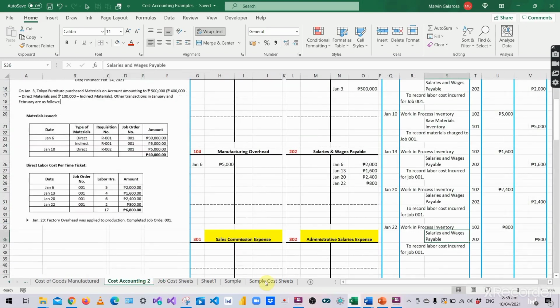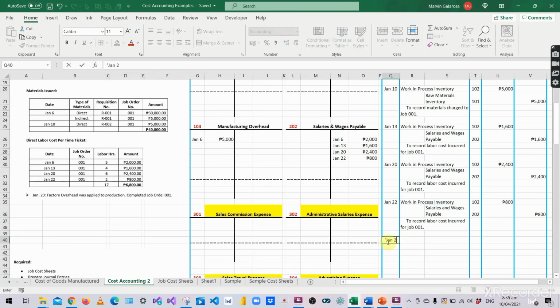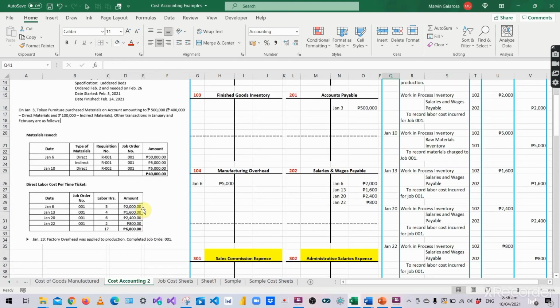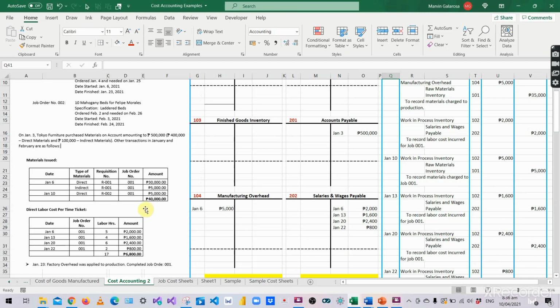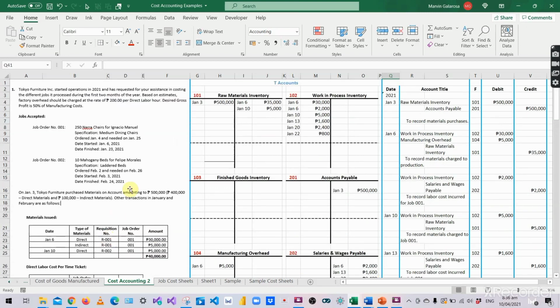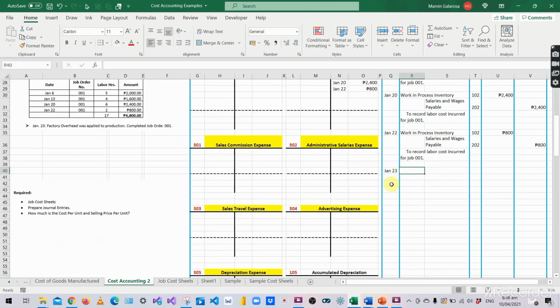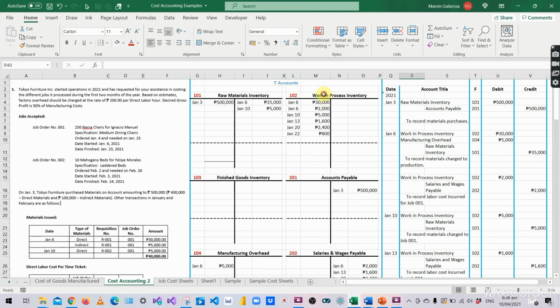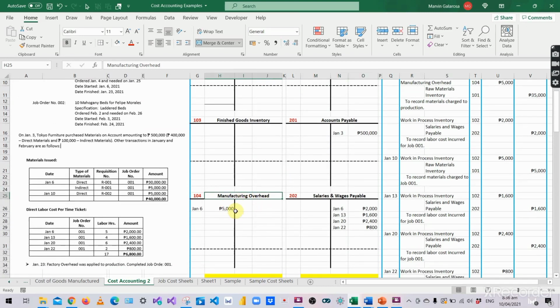And then, last transaction for January. Sa January 23. Factory overhead was applied to production and completed job order 001. Para sa application ng factory overhead, you're gonna need yung factory overhead rate. Sa problem natin, sa first paragraph, minention siya, based on estimates, factory overhead should be charged at the rate of ₱200 per direct labor hour. So, complete natin siya. Ang magiging entry mo is, syempre, debit sa work in process para sa factory overhead applied. And then, credit mo naman siya sa manufacturing overhead.